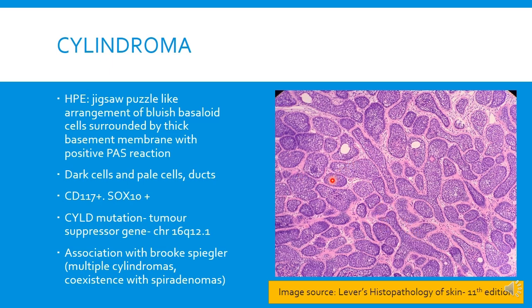There are again two types of cells, central pale cells and peripheral dark cells, and they characteristically enclose small ducts, which help you differentiate it towards eccrine differentiation. And this tumor is positive for CD117 and SOX10. CYLD mutation is present in this tumor. The CYLD gene is a tumor suppressor gene located on chromosome 16. It is also associated with Brooke-Spiegler syndrome, where there are multiple cylindromas coexisting with spiradenomas.